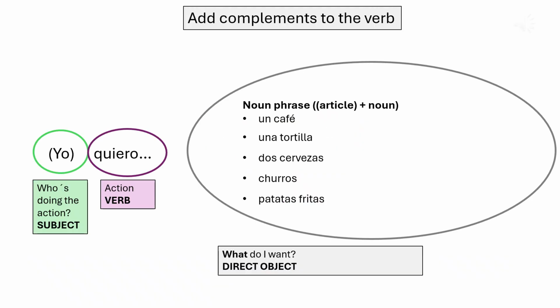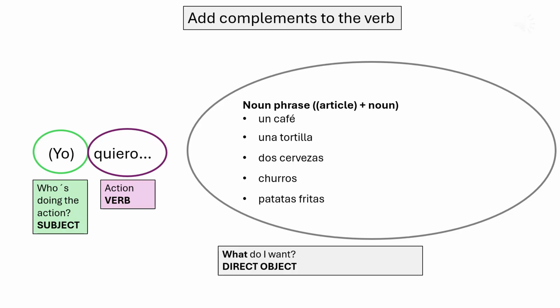And now we add complements to the verb. We started out with yo quiero, and now we can add what do I want, and that's what we call the direct object. And the direct object is just a noun phrase, which means it's basically a noun, like churros, a thing, an object or something.